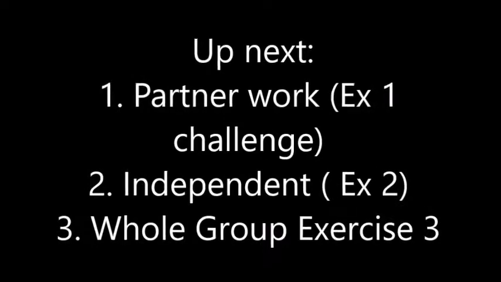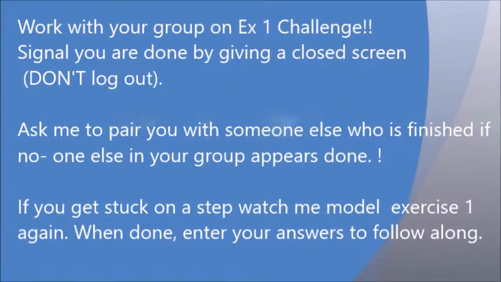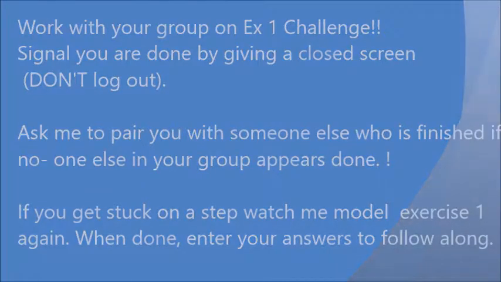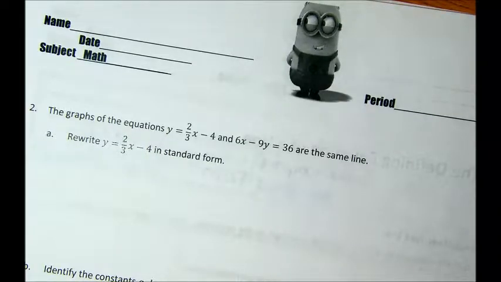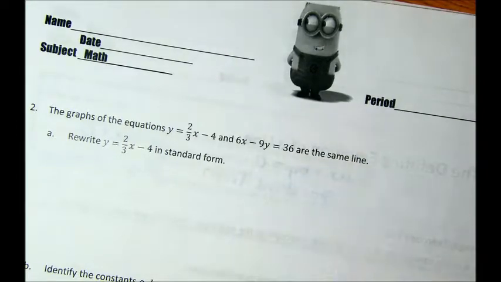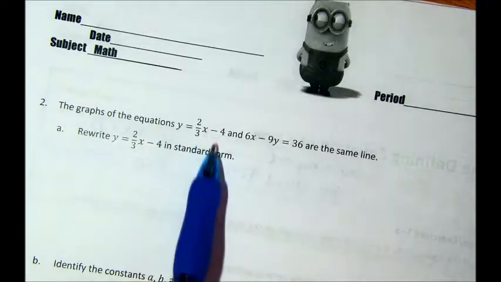Let's look at example number 2. The graphs of the equation y equals 2/3 x minus 4 and 6x minus 9y equals 36 are the same line. That means what about this line? Yep, it means they're going to go through 2 of the same points and they have the same slope. Let's rewrite the first equation in standard form.